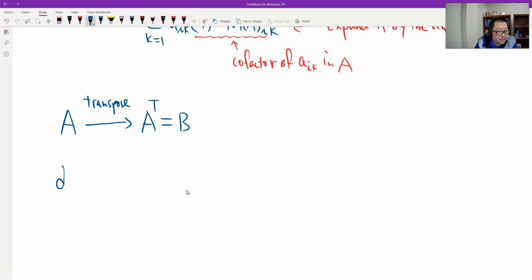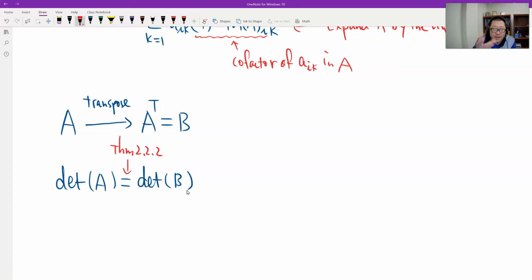First, I know the determinant of A equals the determinant of B, because theorem 2.2.2 says that, by that property, if we transpose, it does not change the determinant. Expanding the j-th column of A means the same as expanding the j-th row of B, right? Okay, good. So now the summation, I ignore it here, means expand B by the j-th row.